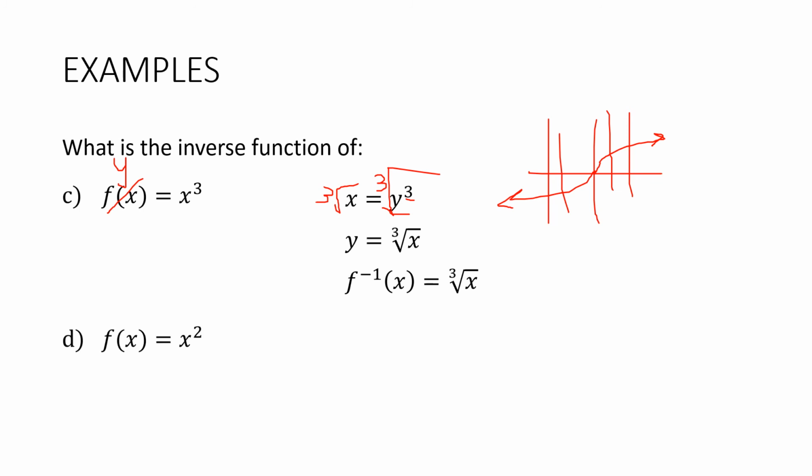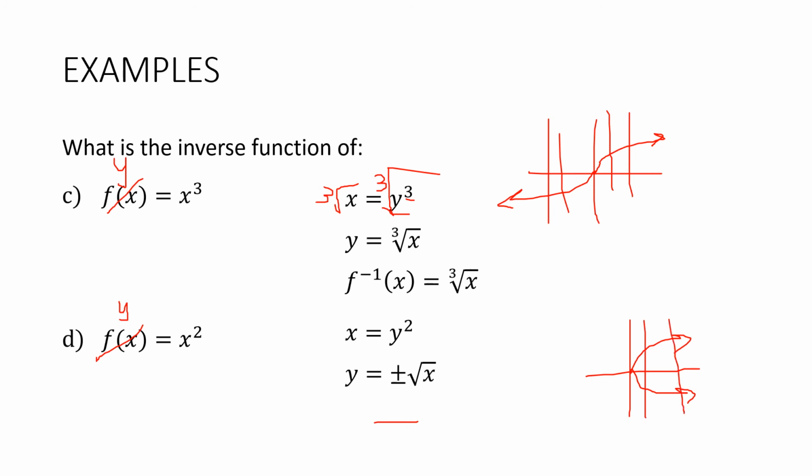And then finally, the one we just did before, f of x is equal to x squared. When I switch this around, I get x is equal to y squared, but when I make y the subject, I get y is equal to plus or minus the square root of x. And it looks like this and is not a function, so I can't rewrite it. I can't write this next line that says f to the -1 of x, okay, because it's not a function. Cuts twice in a lot of places.